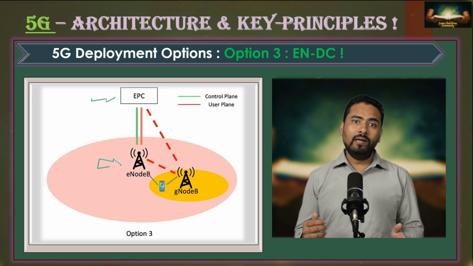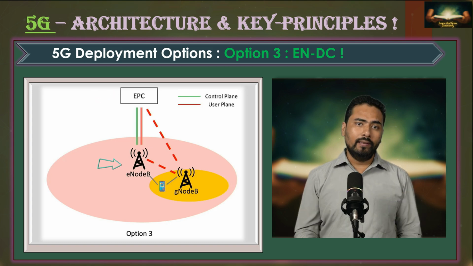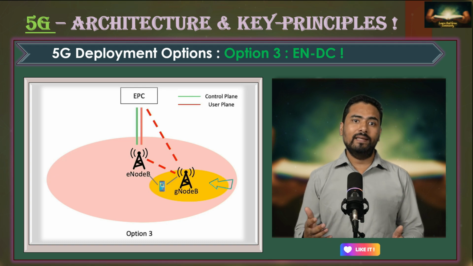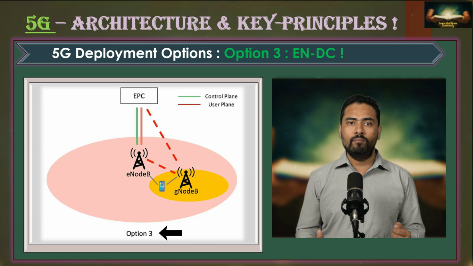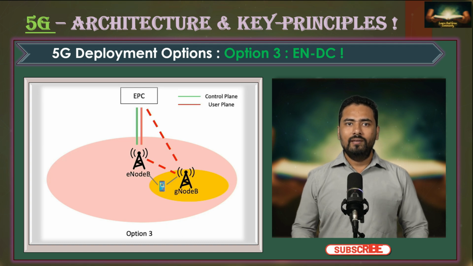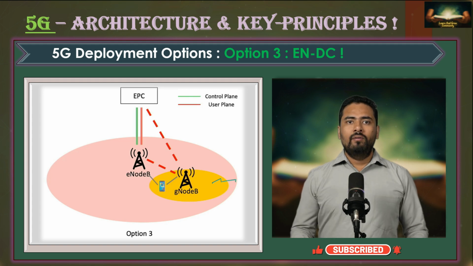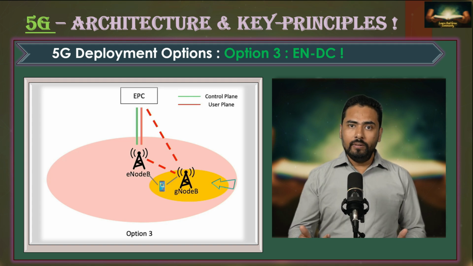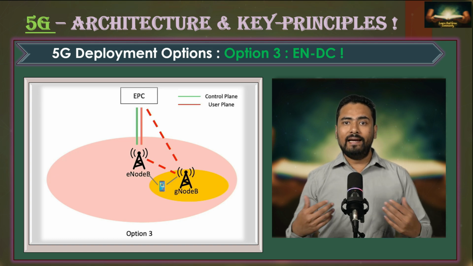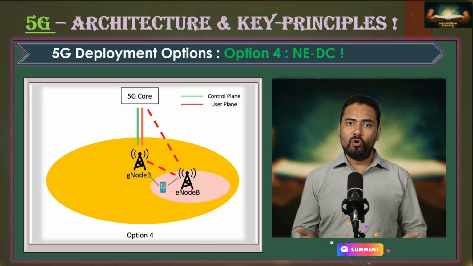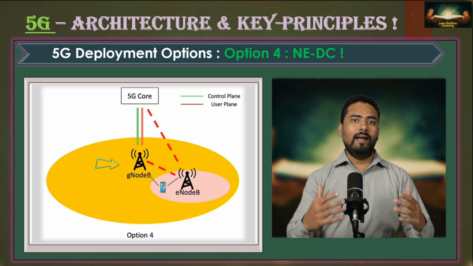If LTE connected to the 4G core is the primary radio access technology and the new radio, or NR, is serving as a secondary radio access technology, then this setup is called ENDC, or option 3. This configuration is especially useful when NR coverage is spotty. Wherever NR coverage is available, the network can utilize NR's 5G performance by using it as a secondary carrier.